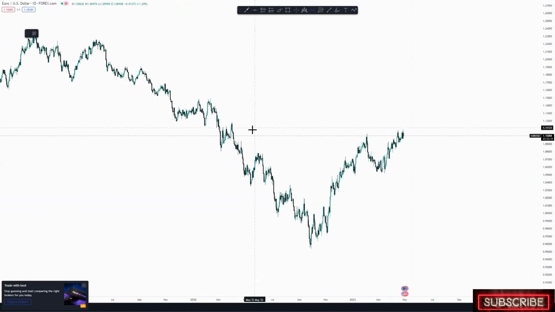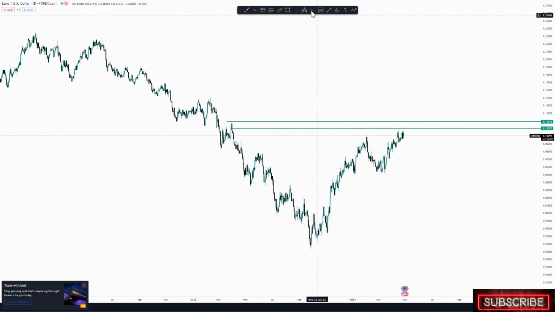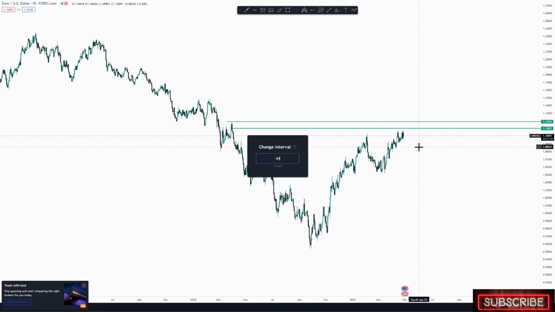So on EU, guys, you can see that this is the previous high, right? But we also need to respect the fact that that is also a high that is being created by the market. Okay, so this is what I see currently on Euro USD on the daily time frame.